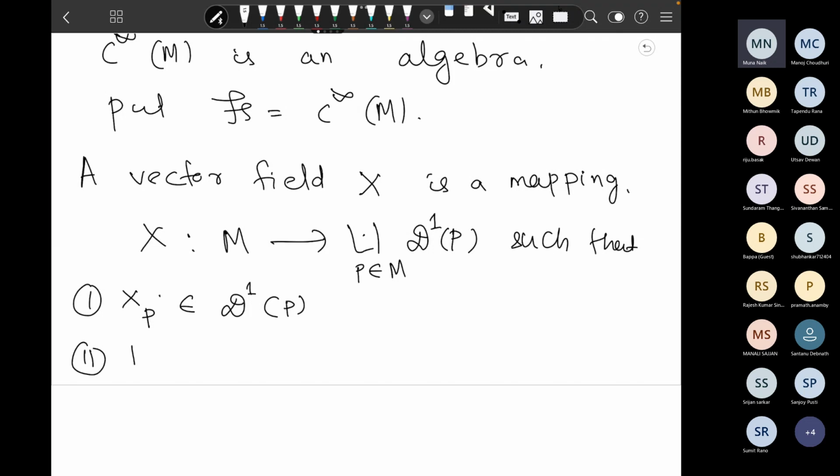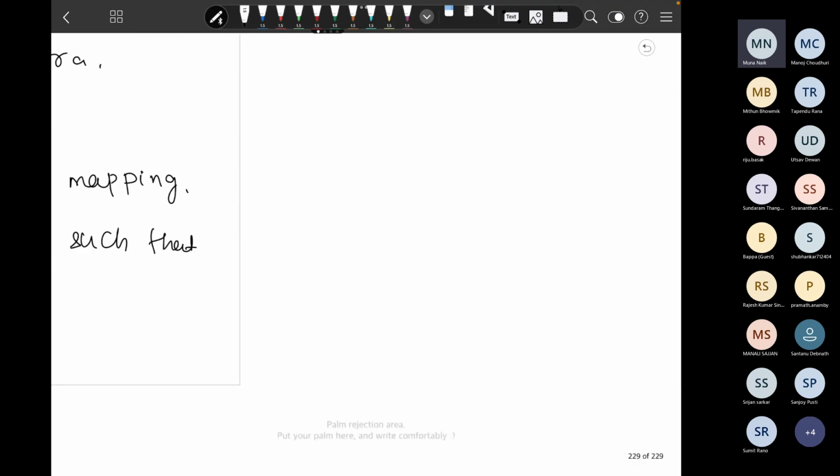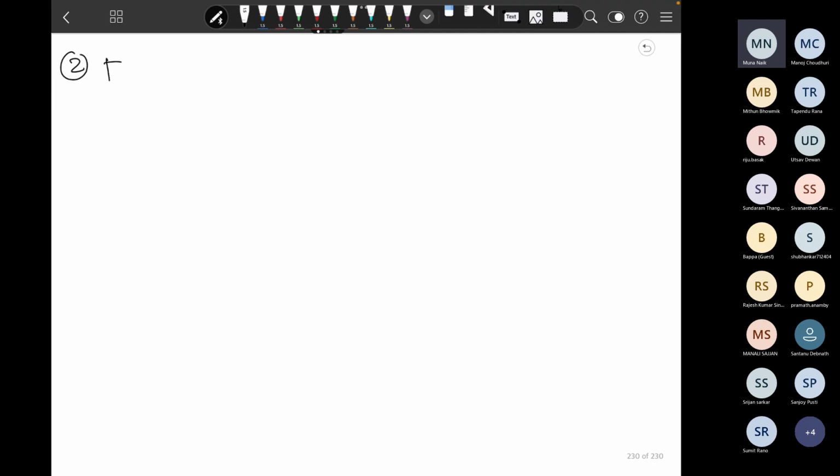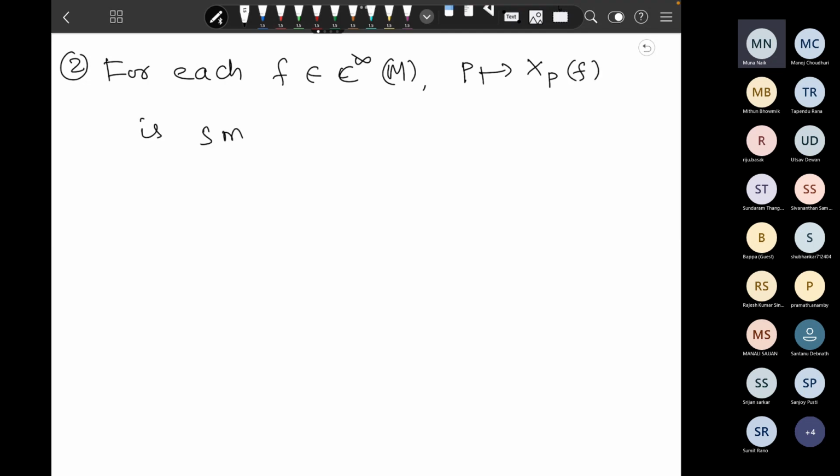The second thing: for each f belongs to C infinity M, the map p going to X_p f is smooth from M to R.